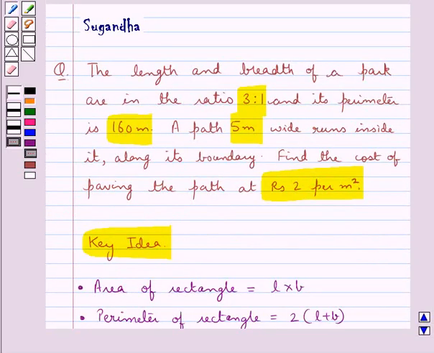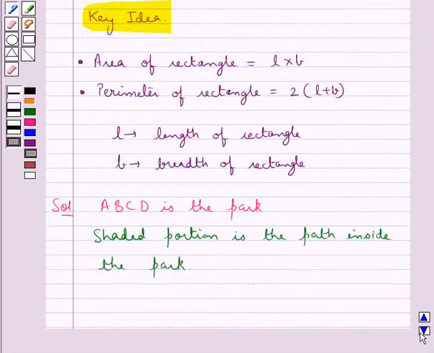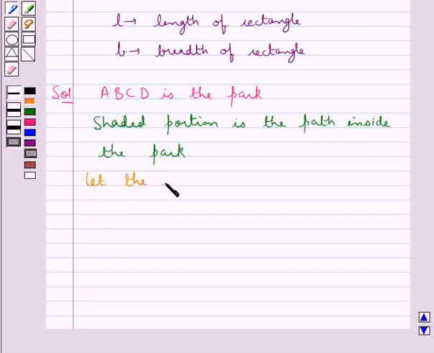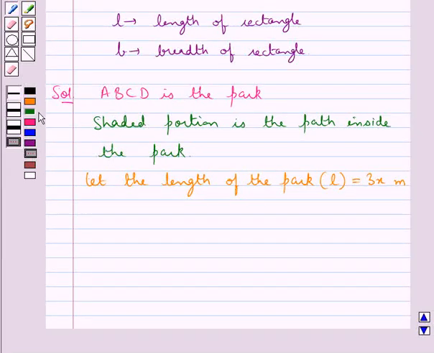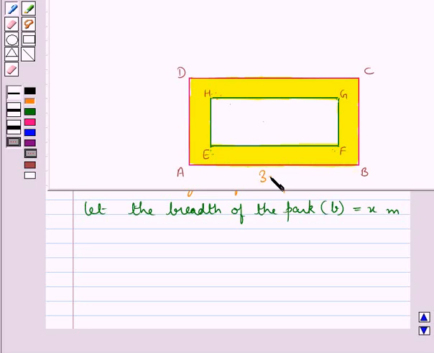Now that it's given that the length and breadth of a park are in the ratio 3:1, so we take, let the length of the park, say L, be equal to 3x meters, then we also assume the breadth of the park, say B, is equal to x meters. That is, AB is equal to 3x meters and BC is equal to x meters.